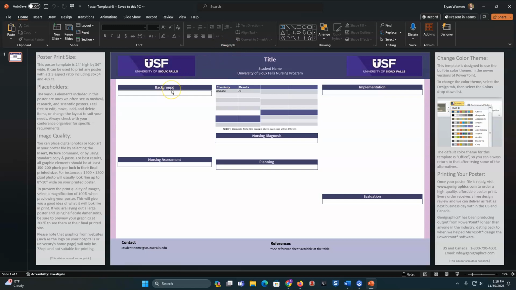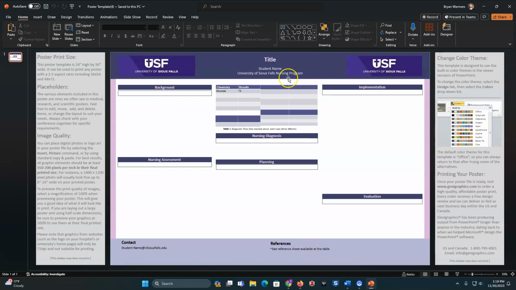You've got suggestions here for background, nursing assessment, nursing diagnosis, planning, implementation, evaluation. You can add to this, you can change this, you can do whatever you want with this. But generally this is kind of the plan that a lot of students will use. You can add pictures to this, you can add QR codes to that, which I'm seeing a lot of in poster presentations lately. This can be your contact information, so whatever you want to give out. Your references, I'd probably just say see reference sheet or ask for references.